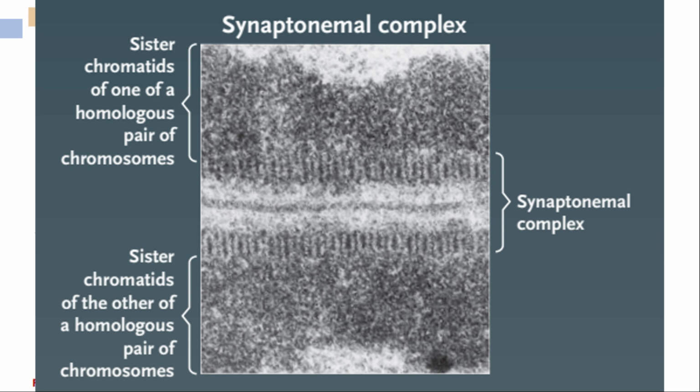Again, when we say homologous, ibig sabihin same yung numerical notation na naka-assign sa kanila. In this example, they are both chromosome 15, for example. So, ayan, yung proseso na yan kung saan magkadikit sila physically, we call that synapsis. And then yung aggregate of proteins na nagdidikit sa dalawang chromosomes na iyon, we call that the synaptonemal complex.